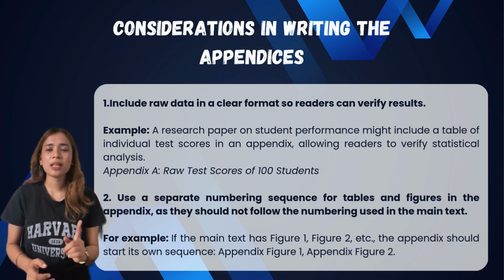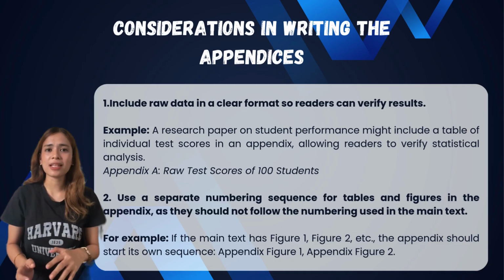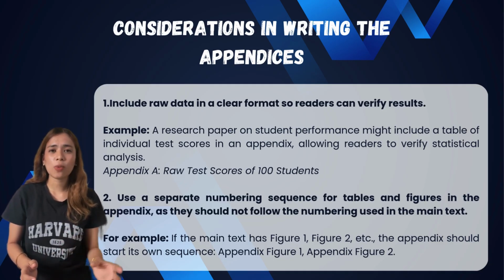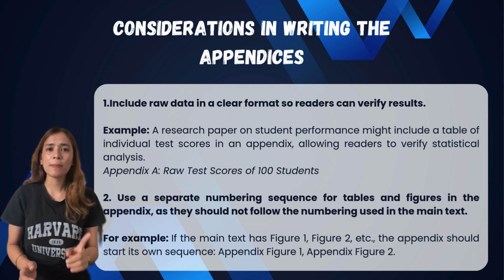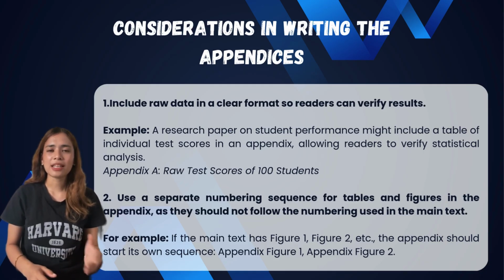Second is to use a separate numbering sequence for tables and figures in the appendix, as they should not follow the numbering used in the main text. So any tables and figures included in the appendix should be numbered as a separate sequence from the main paper. Remember that appendices contain non-essential information that if removed would not diminish a reader's ability to understand the research problem being investigated. This is why non-textual elements should not carry over the sequential numbering of non-textual elements in the body.